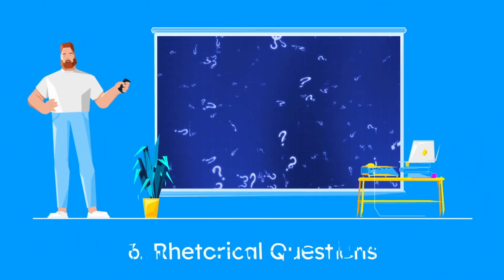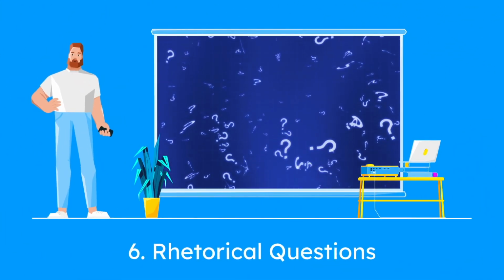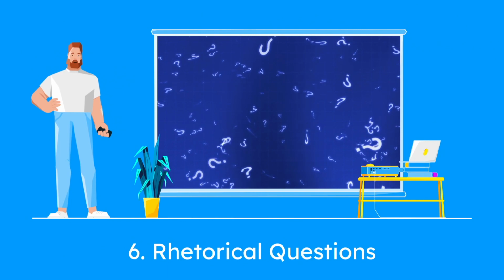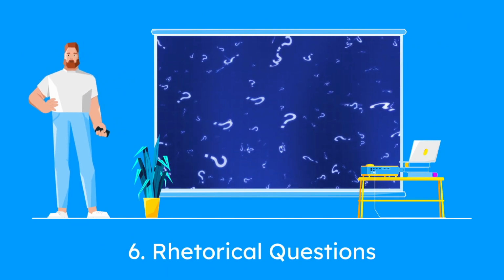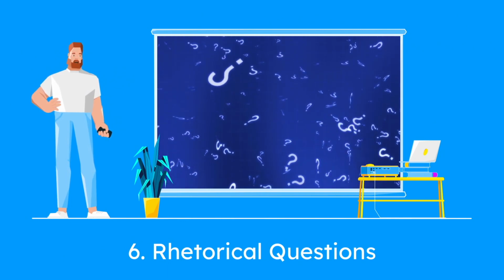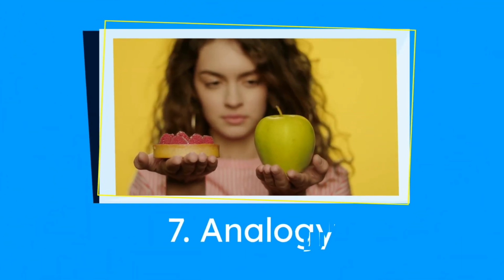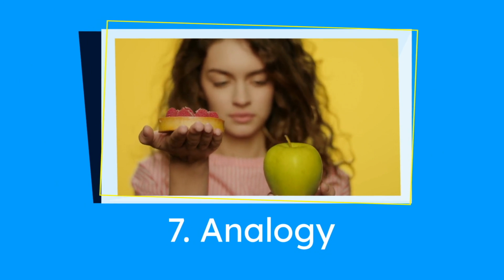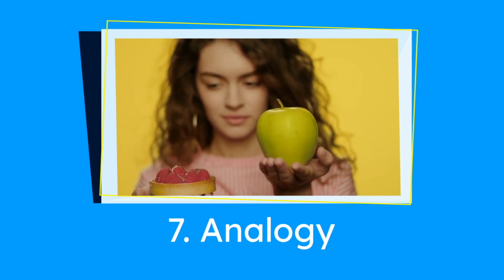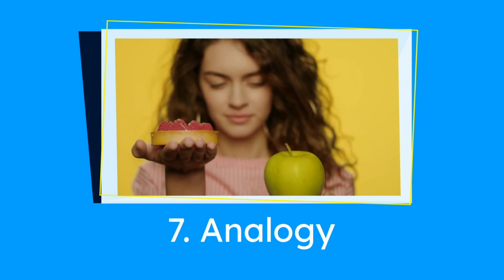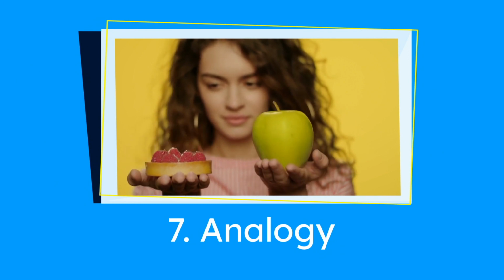Number 6, rhetorical questions. These questions don't need an answer because the answer is implied in the question. It is usually something the listener or audience will agree with. Isn't that a great persuasive technique? Number 7, analogy. This is where you compare 2 situations. It is when you compare what you are proposing or your argument with something simple and clear that the audience is already familiar with.